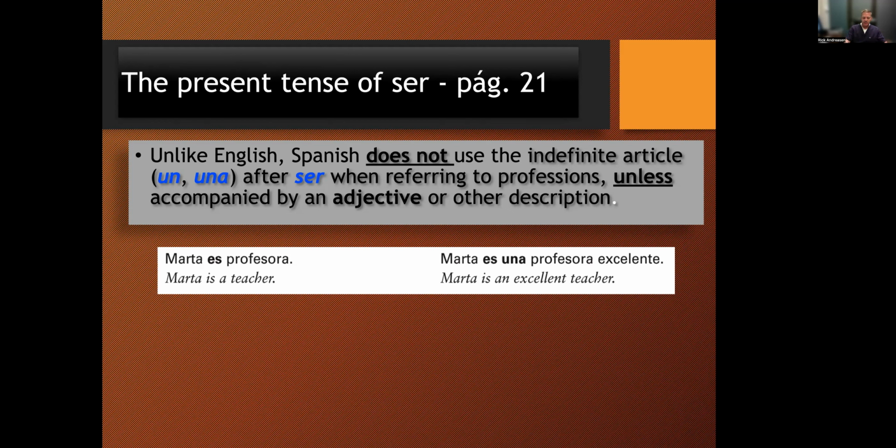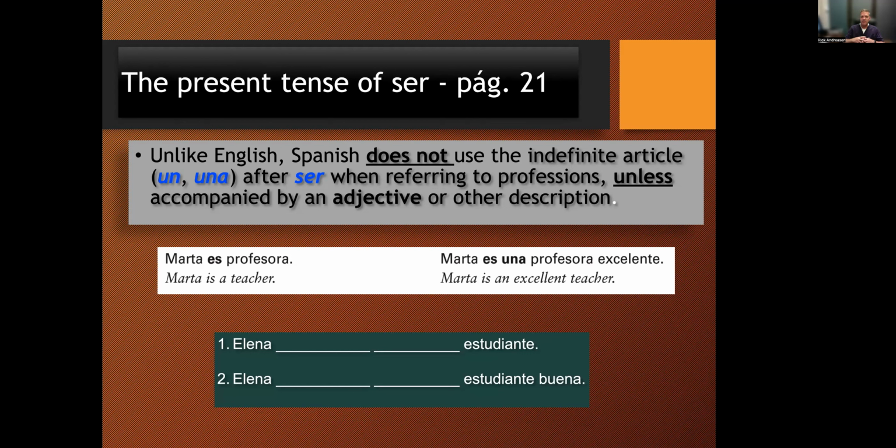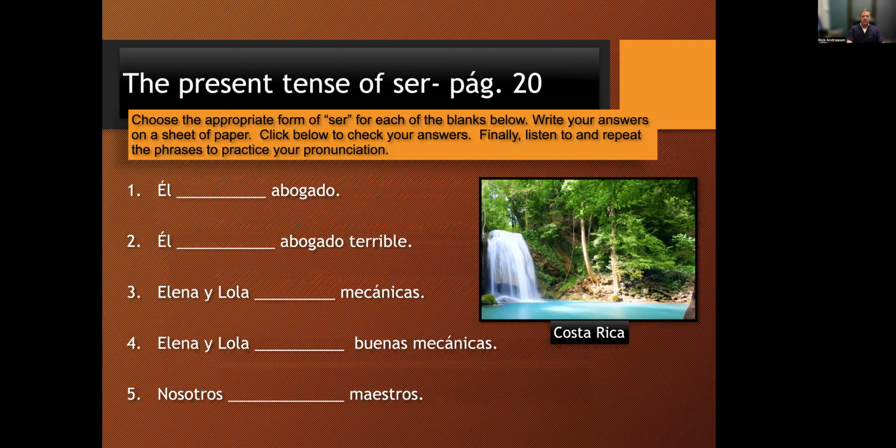So a couple examples. Here you go. Elena blank estudiante. What do you think? Do we need an article with that? No. Elena es estudiante. Elena blank estudiante buena. Now we've added an adjective, right? So Elena es una estudiante buena. We use that indefinite article because we added an adjective to describe Elena. Something different from English and Spanish.